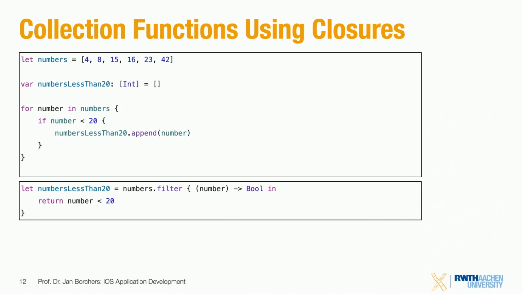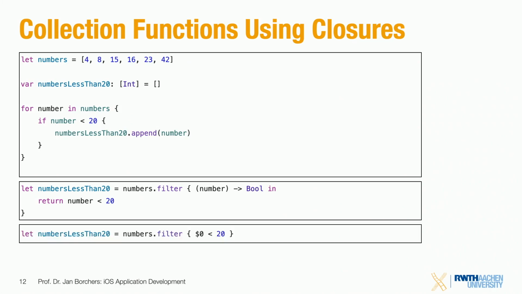And of course, this can again be simplified further. I think it's clear at this point by using the $0 parameter here. So this is basically the numbers array filtered by the rule is the element less than 20. So I think this also illustrates quite nicely how easy this is to read if you know how to read it, right? All right.